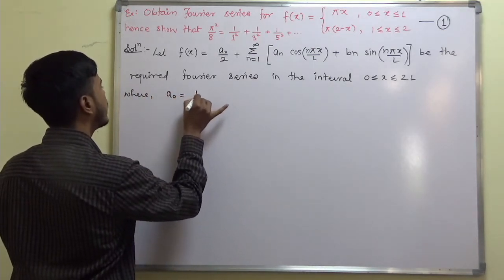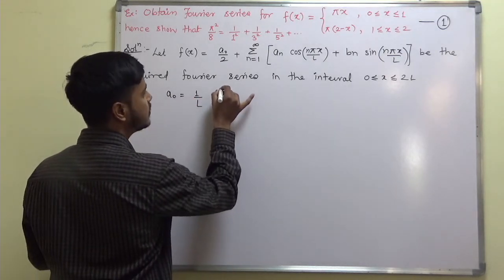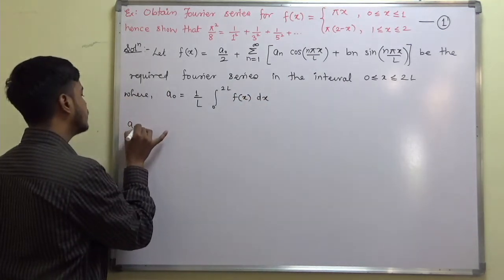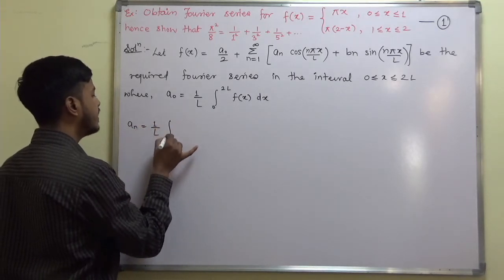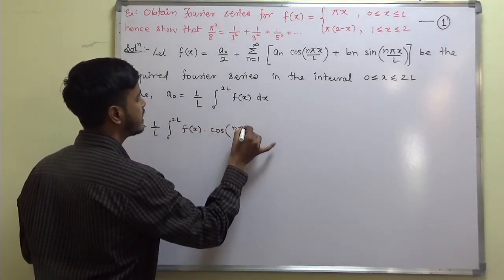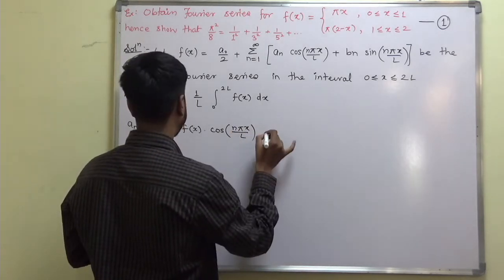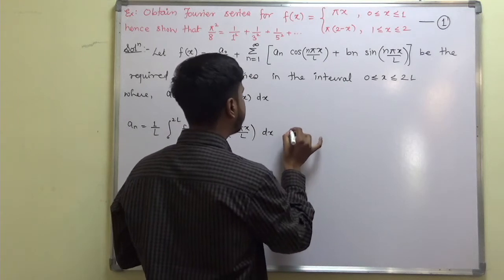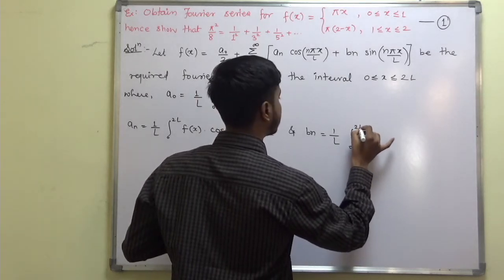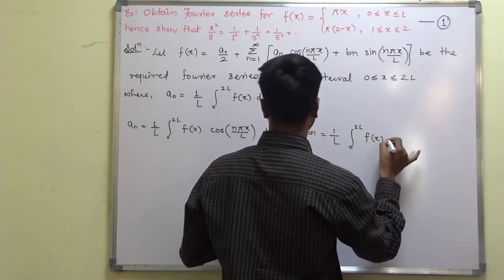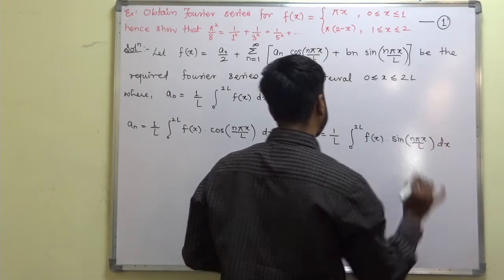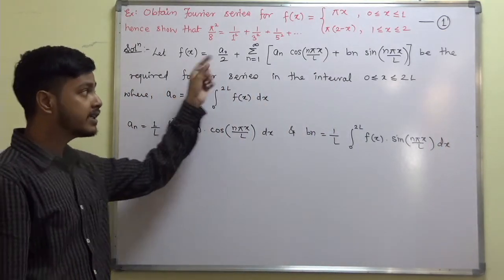a0 is equal to 1 by l integration 0 to 2l f of x dx, an is equal to 1 by l integration 0 to 2l f of x into cos n pi x by l dx, and bn is equal to 1 by l integration 0 to 2l f of x into sin n pi x by l dx. Okay, now this is the Fourier series in the interval 0 to 2l.